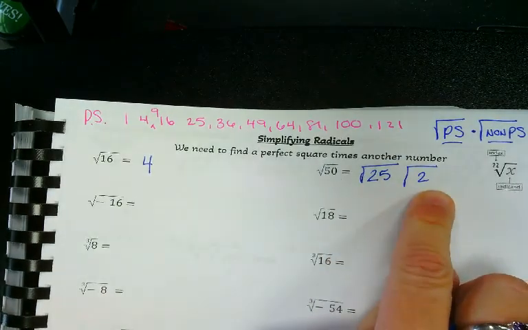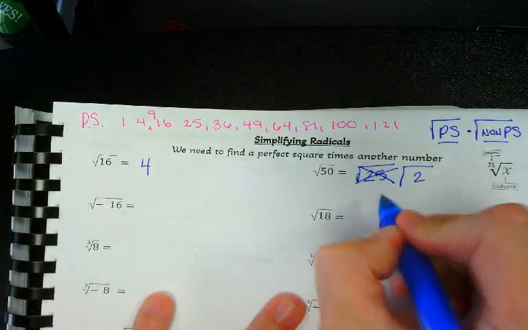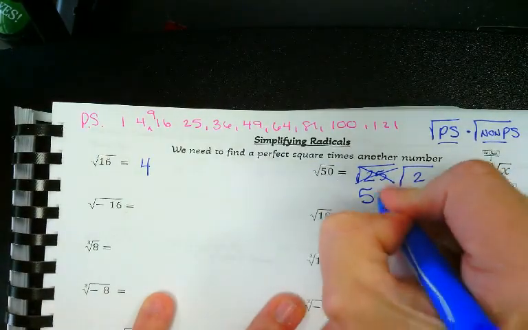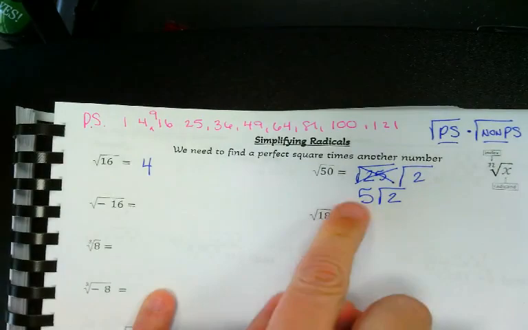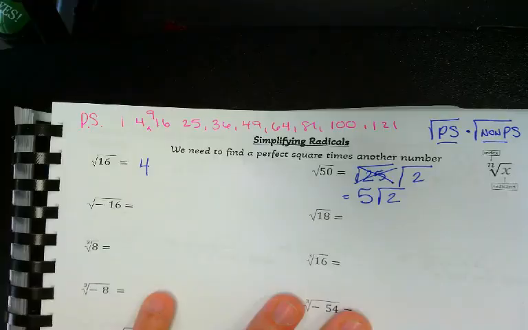Okay, so now you say, which one do I know? Square root of 25 is the number 5. Do you know the square root of 2? Then it stays in the root. So the one you know comes out, otherwise it stays in the root. So this simplifies to 5 root 2.